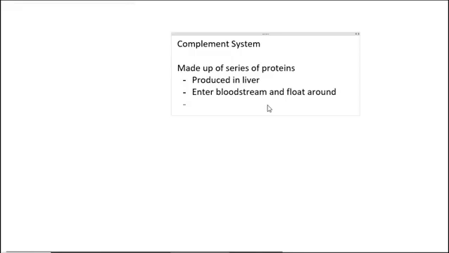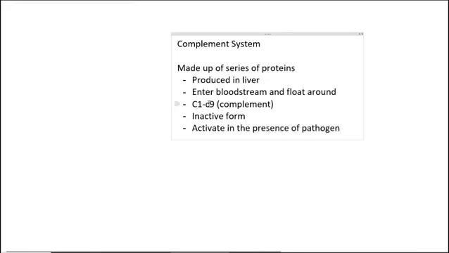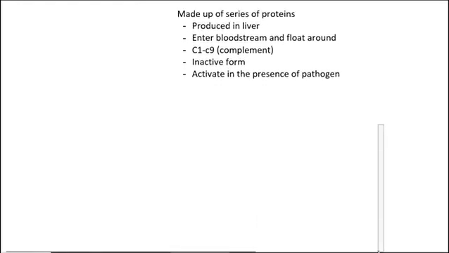So the main proteins are termed C1 through C9, and the C stands for complement. So complement protein C1 through C9. And when they're first produced and they first start circulating in the body, they are in an inactive form. So that's why they're just constantly moving around in an inactive form, and they do not activate until they encounter a pathogen. So they will activate in the presence of a pathogen. And again, these proteins, C1 through C9, were named in the order they were discovered, not in the order that they work.